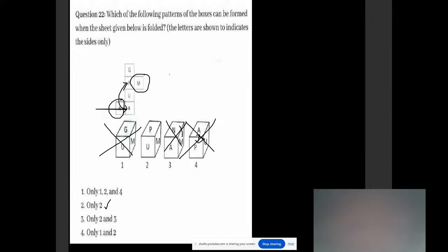Sometimes questions can also be asked like this: which of the following will be opposite to G? Opposite to G means U is opposite. Next, opposite to P means A is opposite. Opposite to M means N is opposite. Like this, alternate alphabets occupy opposite places. That is what you can learn from this. Okay, let us go to the next one.